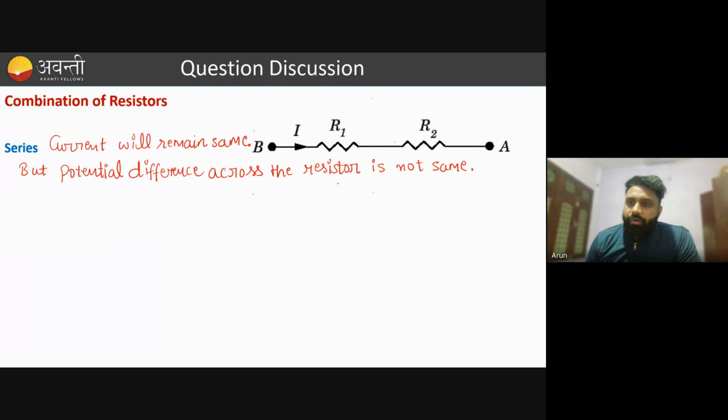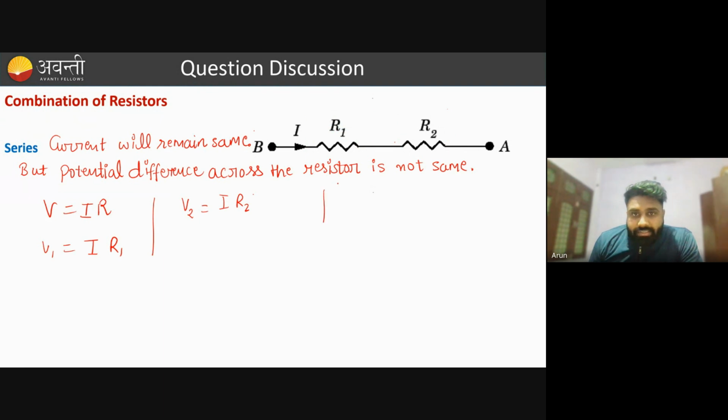Now the very basic question from this topic will be the R equivalent: what is the equivalent resistance between point B and point A. If they are in series, we know Ohm's law is V equals IR. For V1, the potential across R1, V1 equals the same current I into R1. And for potential difference V2, it is I into R2.